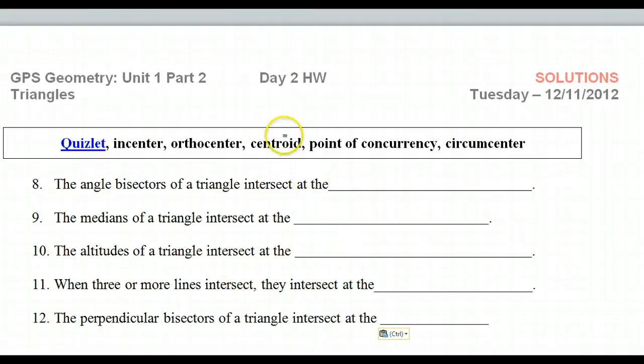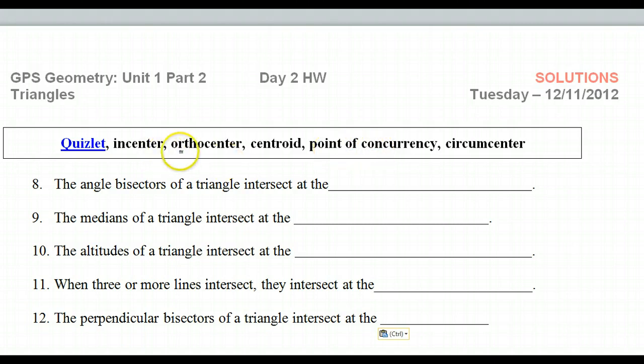Okay, this lesson is about triangle centers. Triangles have centers, sort of like circles do, but there's more than one depending on how you look at it. You've got your incenter, orthocenter, centroid, and circumcenter. All of these are called points of concurrency because they are the places where multiple lines intersect. Either medians or perpendicular bisectors or angle bisectors or altitudes.